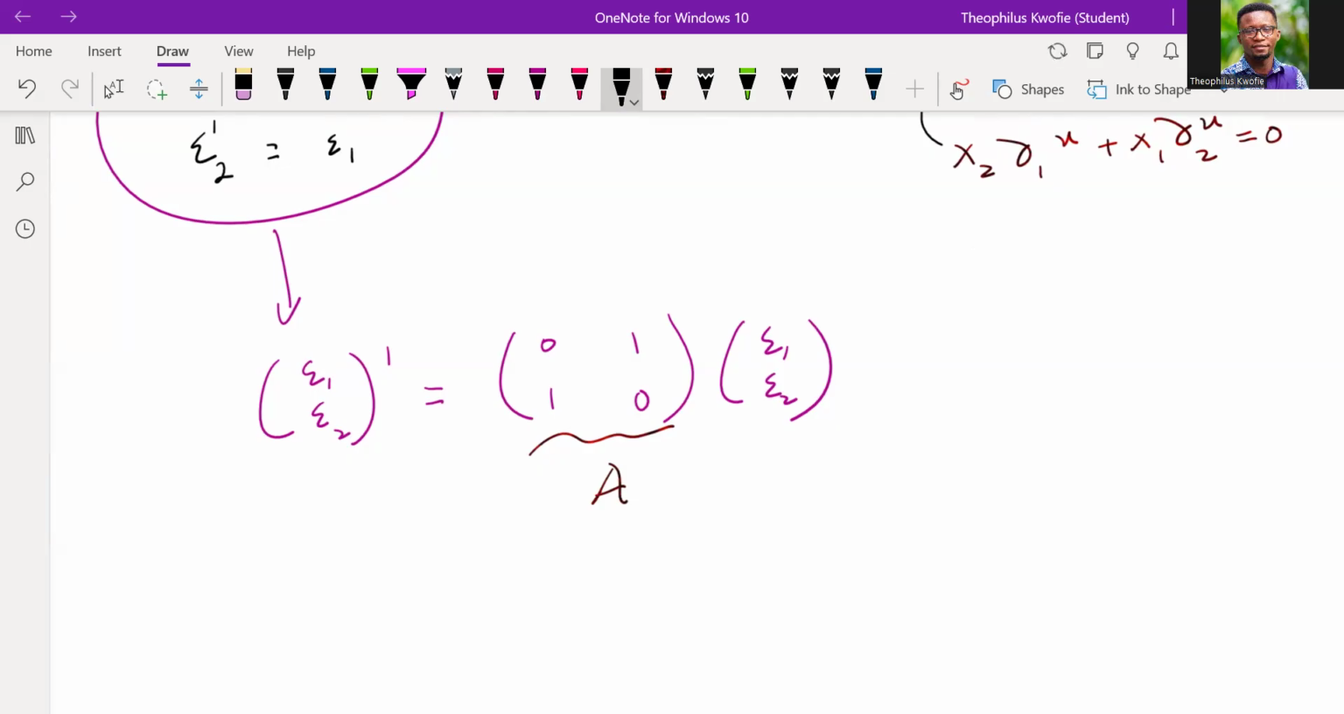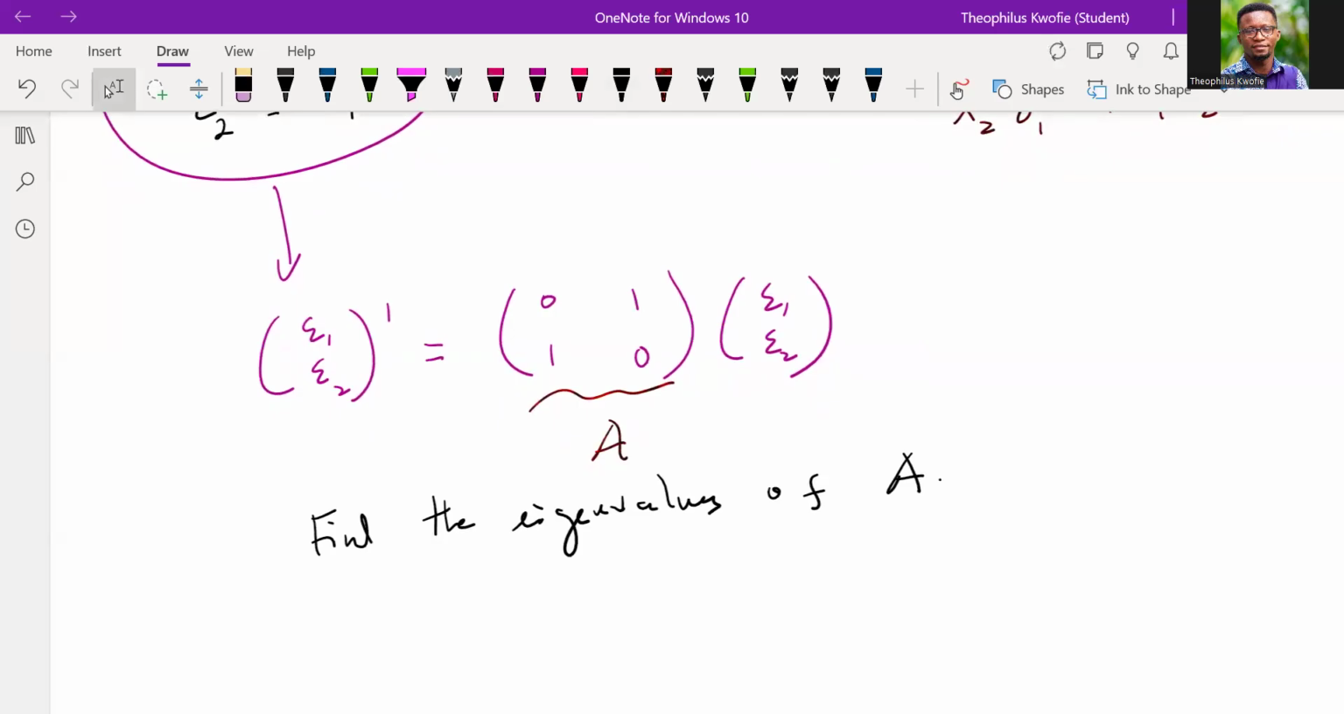To find the eigenvalues of A, we can just use lambda squared minus the trace of A times lambda plus the determinant of A equal to 0. Is that okay?